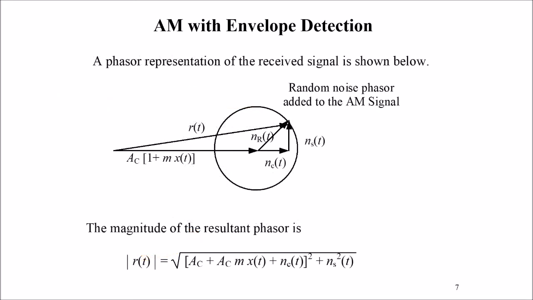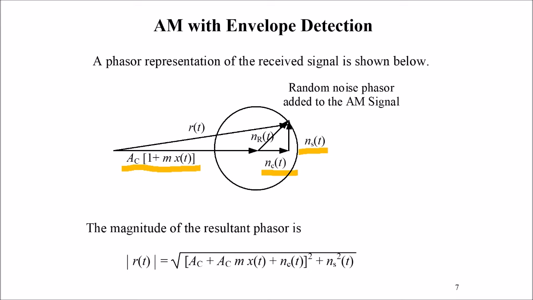If we represent the received signal as a phasor, we have a phasor for the AM signal itself, A_c times, in brackets, 1 plus m times x(t). That lies along the real axis, in phase. And at the tip of this AM phasor, we are adding the random noise, which is broken down into the in-phase component that points in the same direction as the AM phasor, and the quadrature phase component, which points at 90 degrees to the AM phasor.